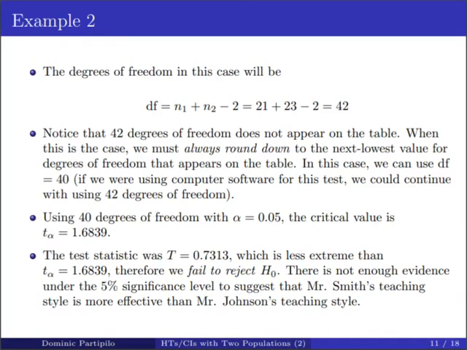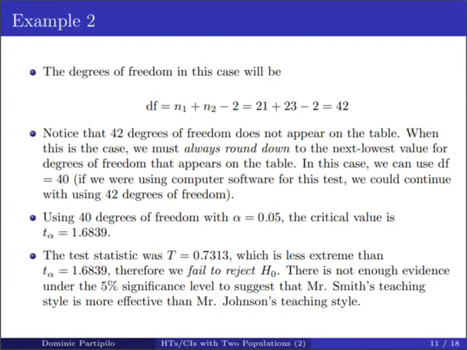So using 40 degrees of freedom with a significance level of alpha equal to 0.05, the critical value is going to be t alpha, which is the value of t with that level of degrees of freedom that gives you an area to the right of 0.05. That critical value is going to be 1.6839.